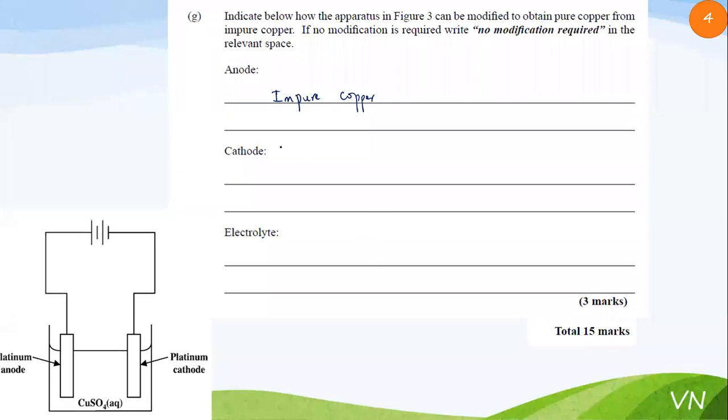All right, so those who are saying pure copper, you're correct. The cathode should be pure copper because we are putting the copper back together. You don't want to put copper on top of the platinum, and then how are you going to get back the copper, right? So usually you have pure copper there. And the electrolyte should be a copper salt, and so we see that we have a copper salt there already. So we're going to say no modification required.